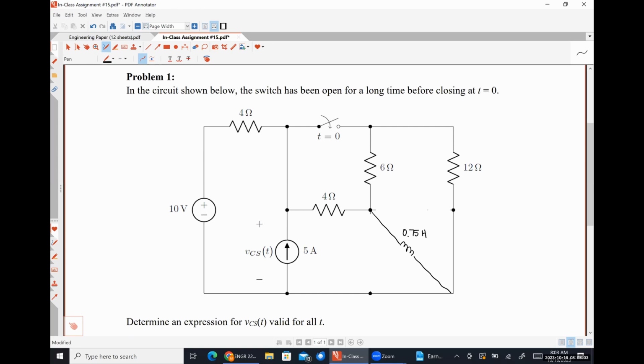Henries. And then we need to arbitrarily choose a direction in which our inductor current is going to flow. Since this is a transient analysis problem containing an equivalent inductance, we obviously need to pay attention to what the inductor current is doing at t equals 0 minus, so that we know how to analyze the circuit at t equals 0 plus. So I'm going to choose my inductor current to be flowing diagonally down like so. We're going to call this IL of t.